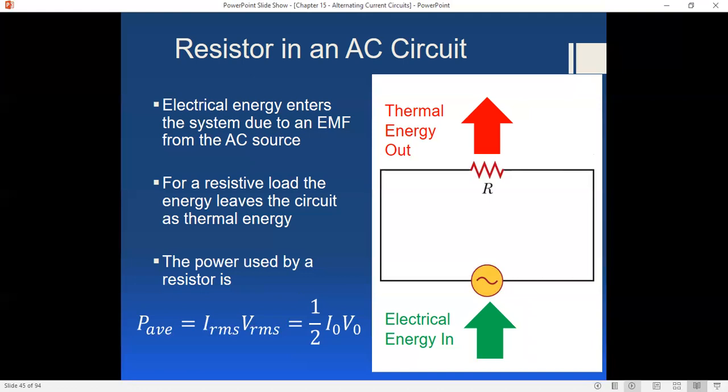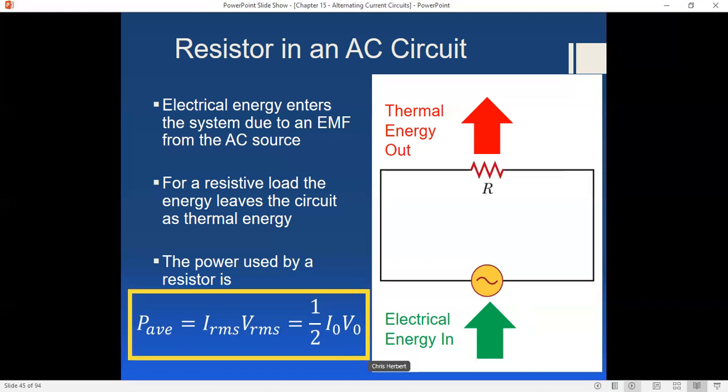Okay, so a resistor is a very, very simple thing. Just like with the DC circuit, we put a resistor connected to some EMF. This EMF just happens to be oscillating with respect to time. It is going to convert the electrical energy into thermal energy. Okay, so that's the simplest case that we have here. And again, just to remind you, the power that this resistor is going to consume is equal to the product of the RMS current times the RMS voltage. Okay.